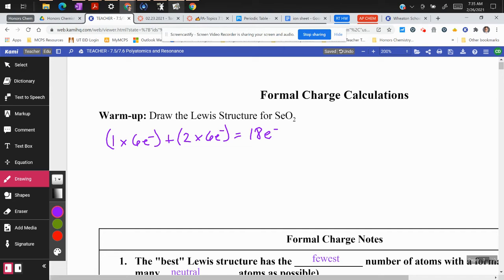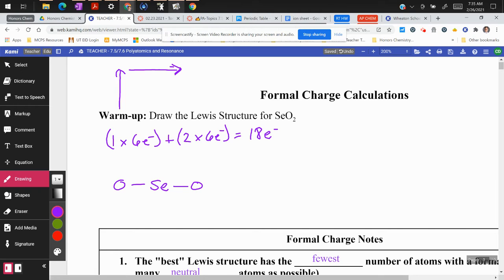So I know that the least electronegative element is going to be in the center. Selenium is further down the column. Remember that electronegativity increases as you go up and to the right. So as you go across a row to the right, it increases. As you go up a column, it increases. Since selenium is further down on the column, that is the least electronegative. I'm going to put selenium in the center and connect it to my 2 oxygen atoms.